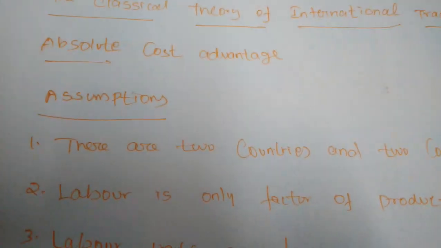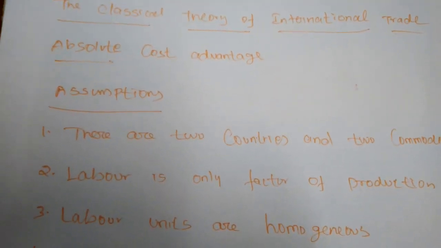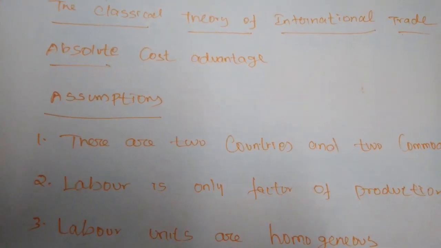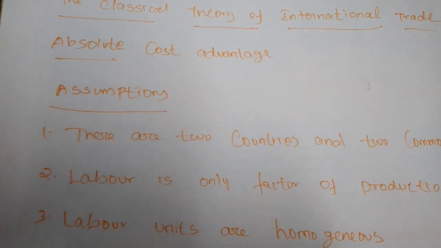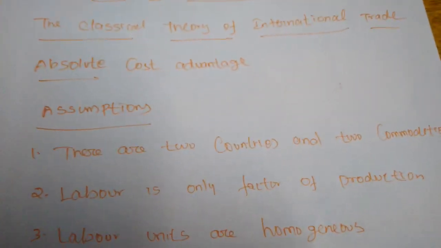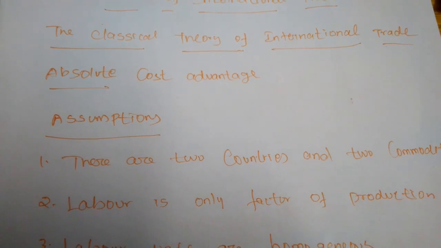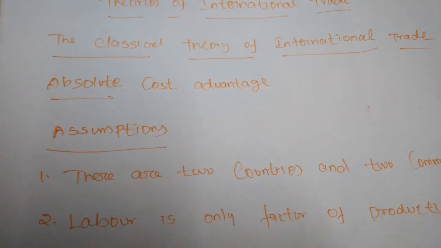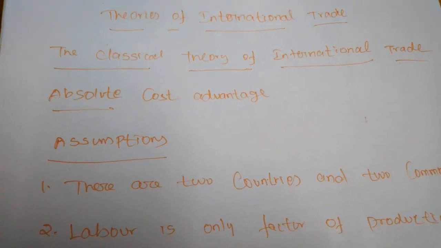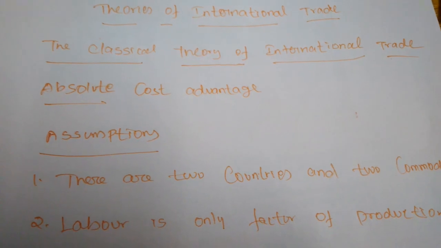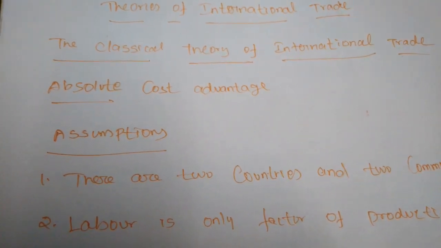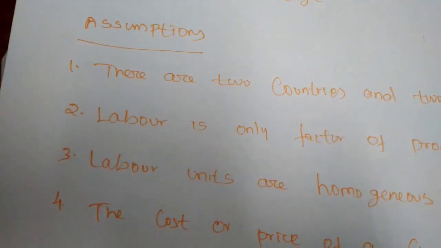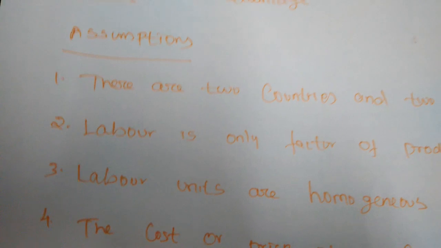Absolute cost advantage means one nation must be able to produce a commodity at the least cost. If a nation has more resources, and by using these resources it can produce commodities at low cost, and it has free trade, then all nations can benefit. So according to Adam Smith, the basis of international trade was absolute cost advantage.